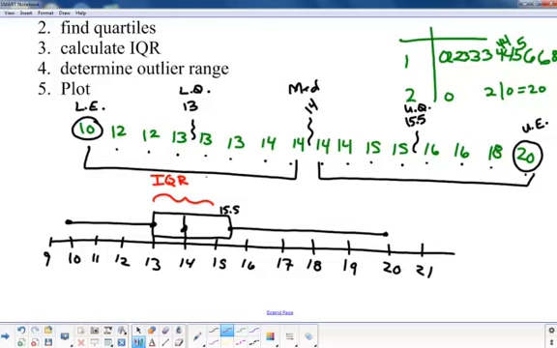So 15.5 minus 13 is 1.5. I'm taking that 1.5 and I'm multiplying by that special number 1.5. You always multiply by 1.5 because 1.5 of this box taken and added and subtracted from either side should be a good amount of data range. So this is 2.25.